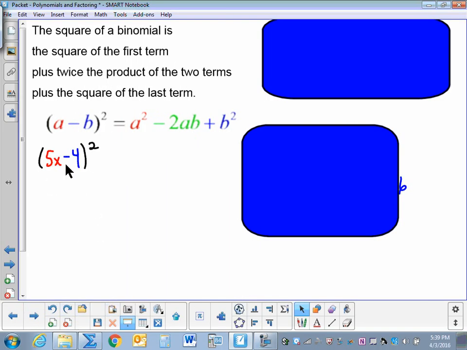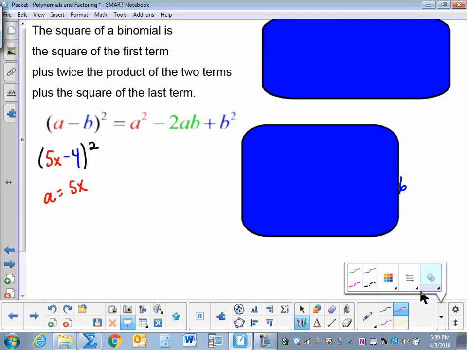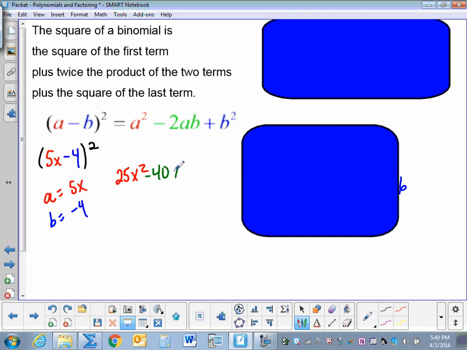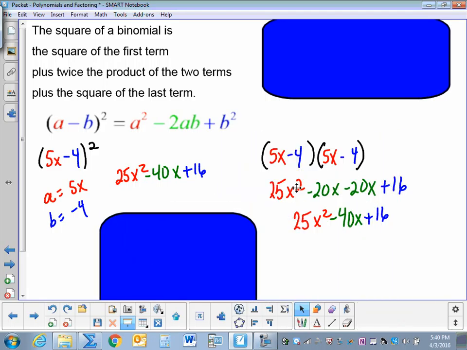Let's look at this where the 5x is being subtracted. It's 5x minus 4. So it's the same procedure. We identify a as 5x, and we identify b as negative 4. Square the first term, 25x squared. Multiply the two together and double it. So minus 20x times 2 is minus 40x. And then square the last term. And again, if we FOILed it, we can see first term squared, last term squared, both terms, and it's a negative for the middle term.